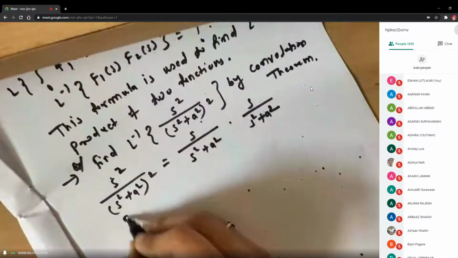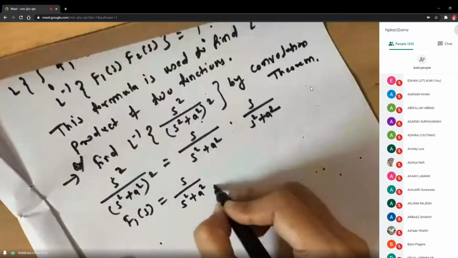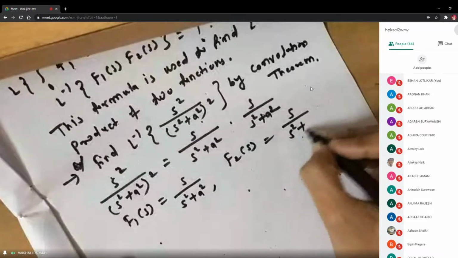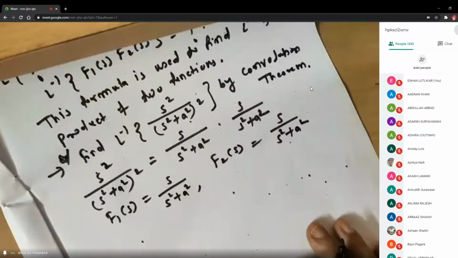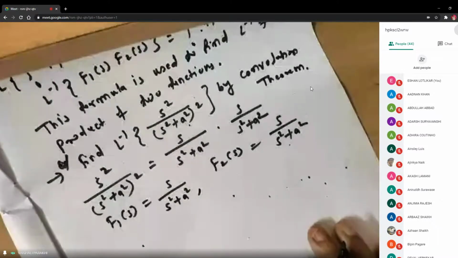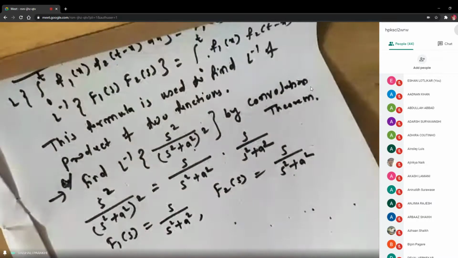So in this problem, F1 of s is what? S upon s square plus a square. And what is F2 of s? S upon s square plus a square. Now see, always these two terms may not be the same. They may be different also. Understood? But here just by coincidence, you are getting the same. No problem. So have you understood the second step of the working rule, students?